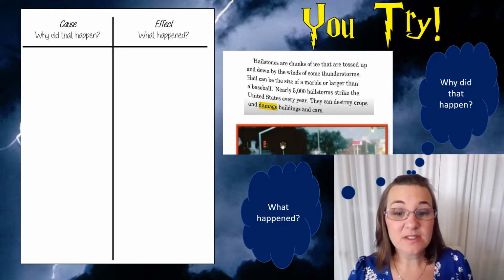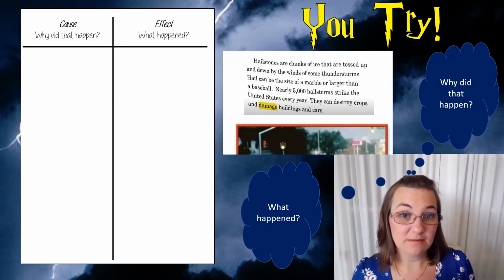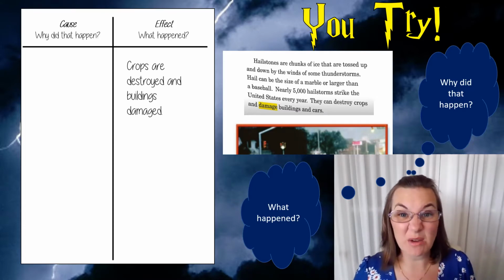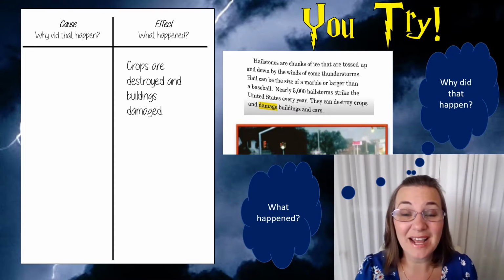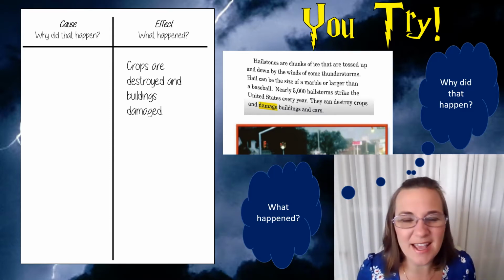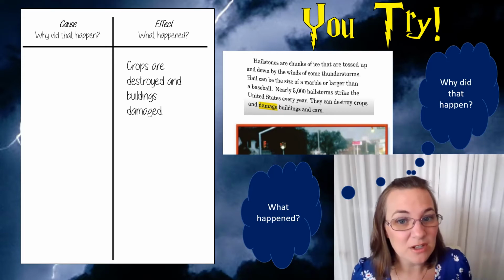Nice thoughts, readers. So what happened? Crops were destroyed and buildings were damaged. That was the big, scary thing that happened. Why did that happen? Why were the crops destroyed and the buildings damaged?